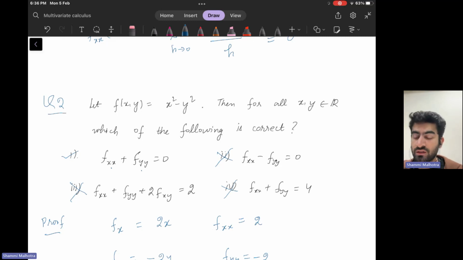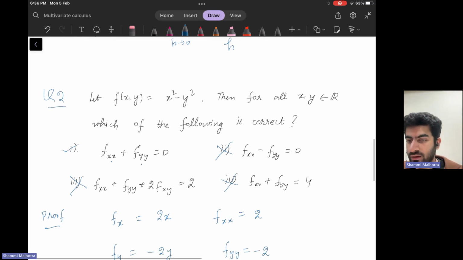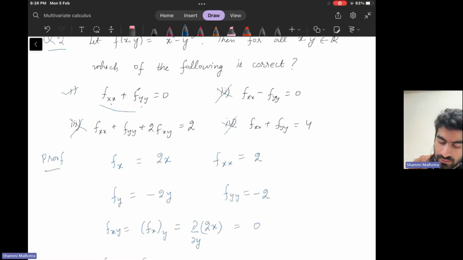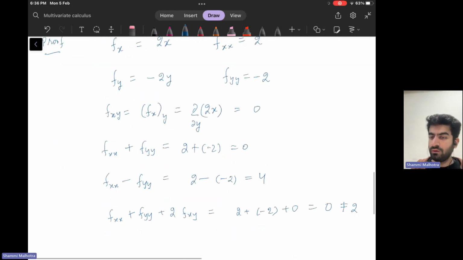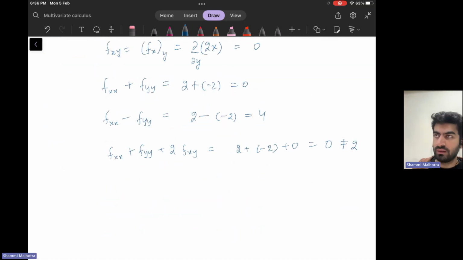So those functions which have this kind of property, when I consider the second partial derivative with respect to x and with respect to y, and if I add them and it turns out to be equal to 0, these functions have a special name in literature. They are known as the harmonic functions, and they are very useful in PDE theory.